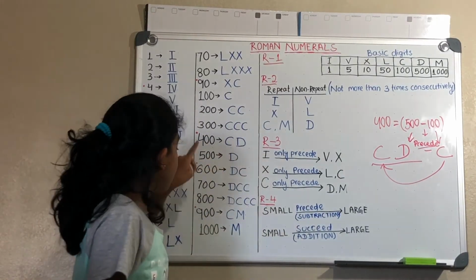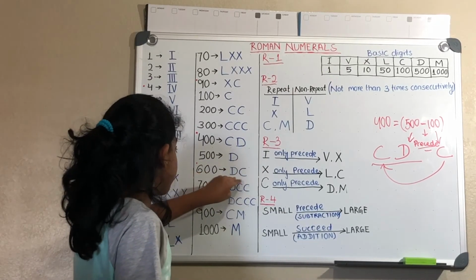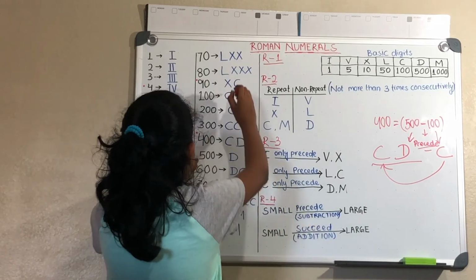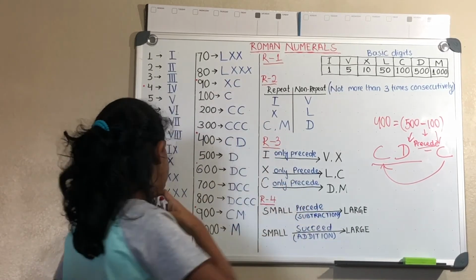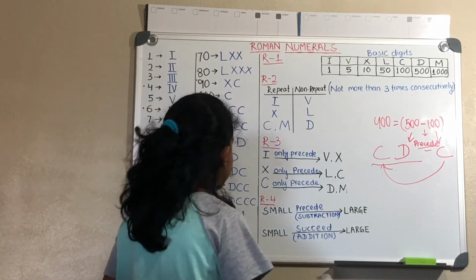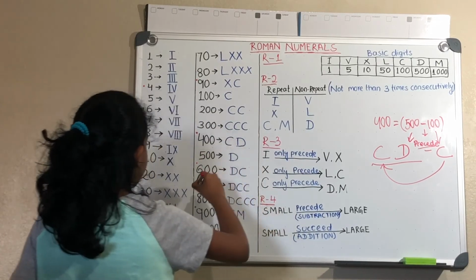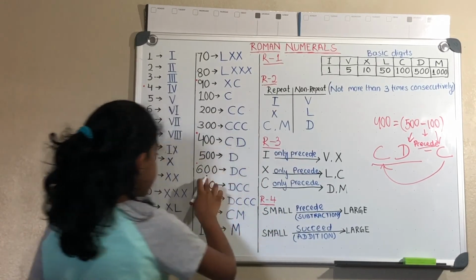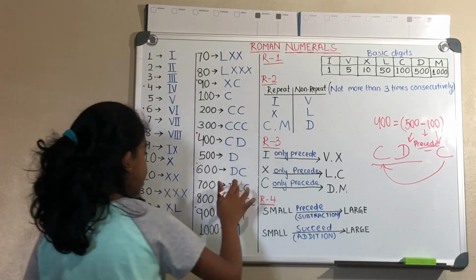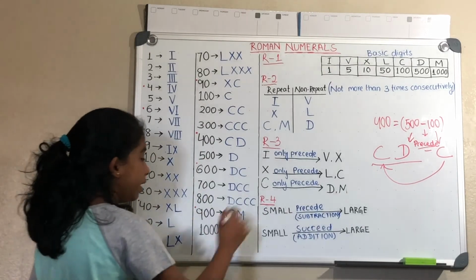So 500 is D, 600 is DC because 500 plus 100 is 600, and since you're adding, the smaller number has to go after the larger number, causing 600 to become DC. 700 is DCC, 800 is DCCC, and 900 is CM.